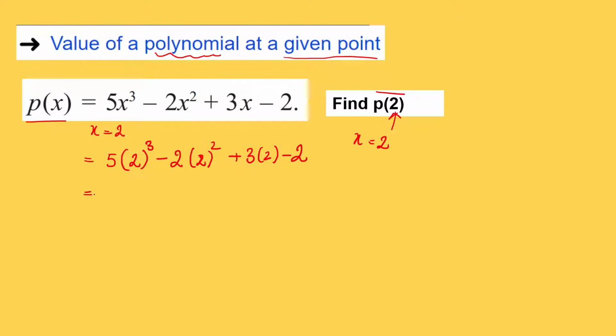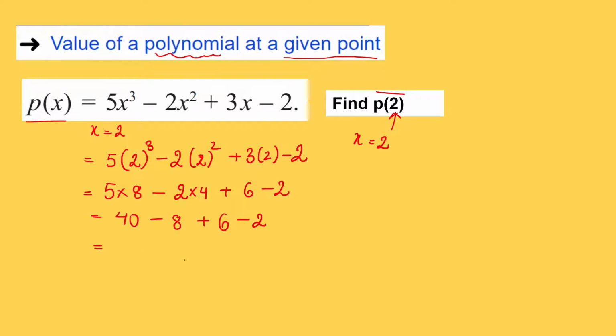Wherever you find exponents, try to solve it at first place. So 5 as it is, 2 raised to the power 3, that means 2 into 2 into 2, that is 8, minus this 2 as it is, 2 raised to the power 2, that is 4. You can solve it directly, minus 2. 8 into 5, 40, minus 8 plus 6 minus 2.